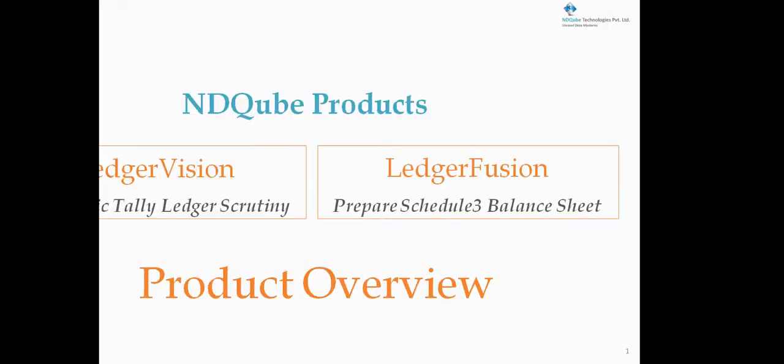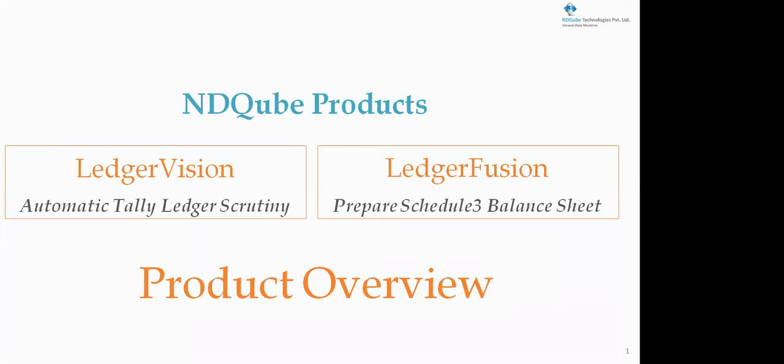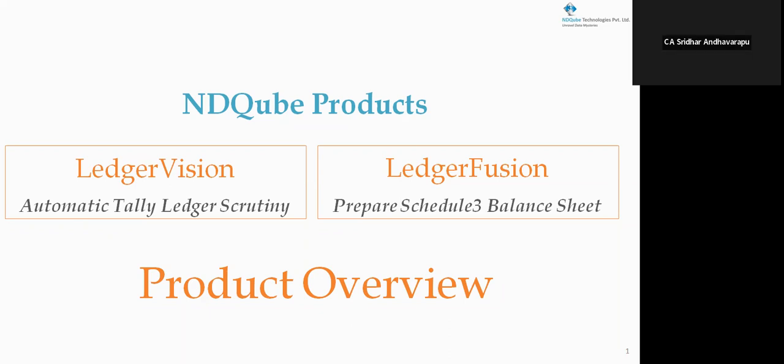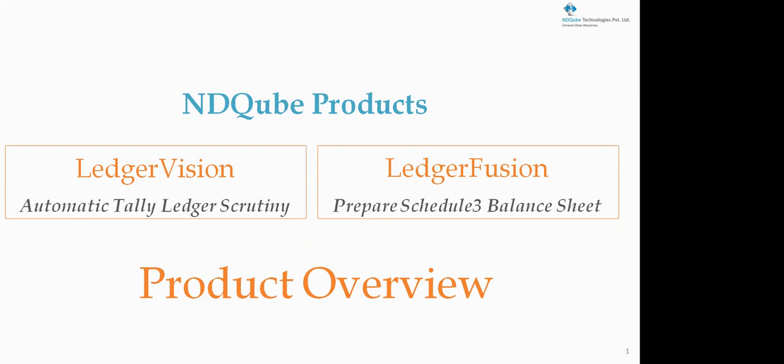There are two software products from my side for this presentation. One is Ledger Vision, which is focused on automatic Tally ledger scrutiny. Right now it works on Tally only, but we are updating the software for other platforms like SAP, some prominent ERPs, Zoho, QuickBooks, etc. Another one helps in the preparation of the Schedule 3 balance sheet. The output will be in Excel format with all the required updates from Schedule 3, with a few formulas and linking, so nothing is hidden from our side.